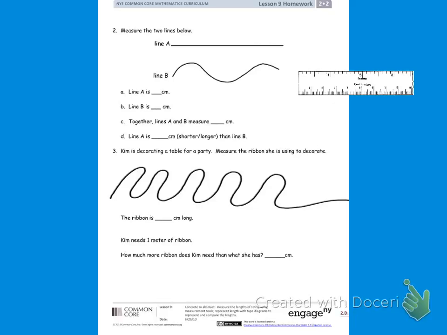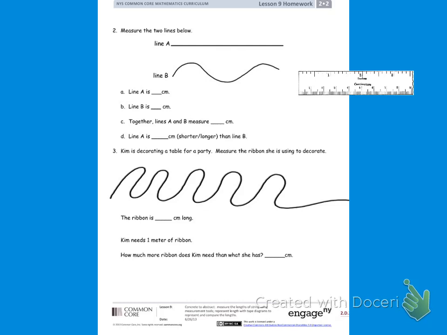Module 2, Lesson 9's objective continues on this homework page. The students will go from concrete to abstract, measure lengths of string using measurement tools, represent length with tape diagrams to represent and compare the lengths.